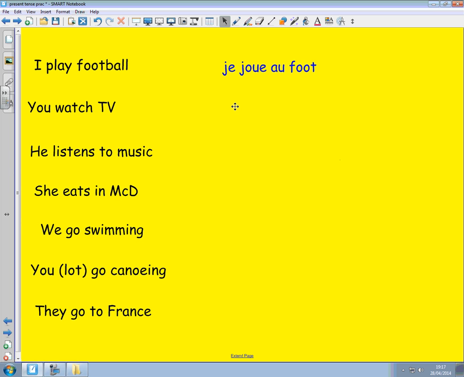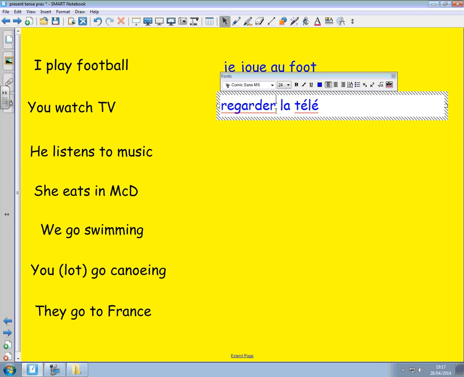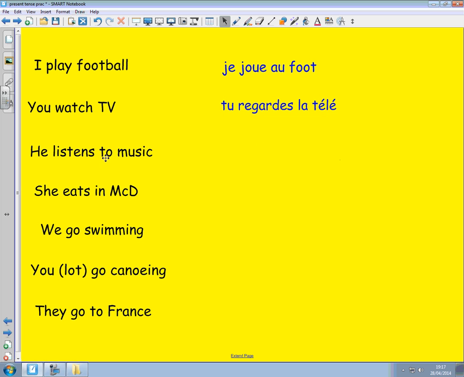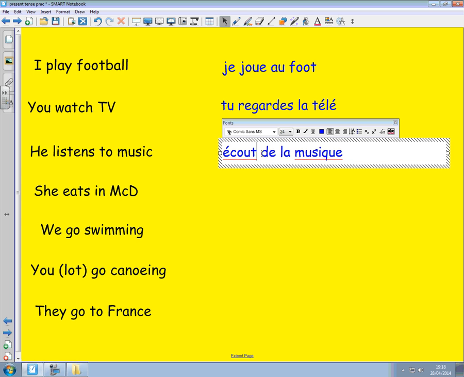Let's have a look at watching TV. So, find the infinitive, regarder. Look, it's an ER verb again. So, we find the stem, we decide the person, you is tu, sorry. And for tu, the ending is es. So, he listens to music. You see, you can do this one as well. So, find the infinitive, écouter. We find the stem, decide on the person, and add the ending.